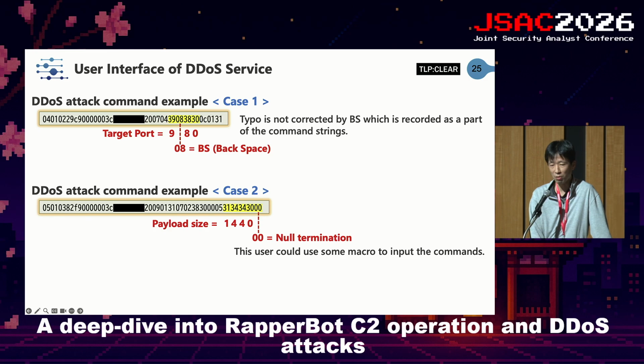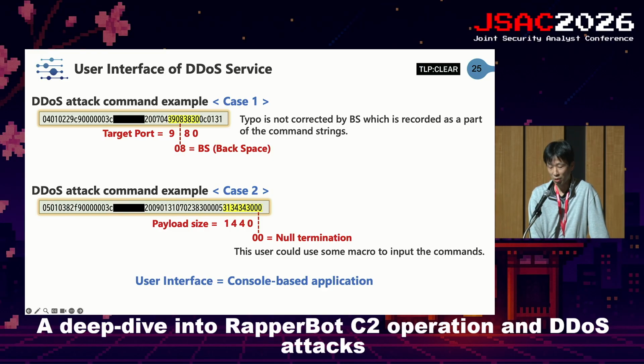The second example is a payload size option. An unnecessary null terminator following 1440 bytes exists, suggesting the possibility that the user is inputting data using some kind of macro. So therefore, we imagine that the user interface is a console-based application.